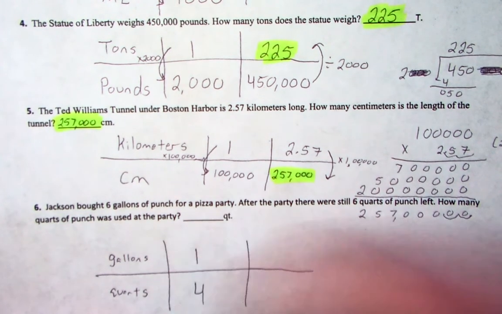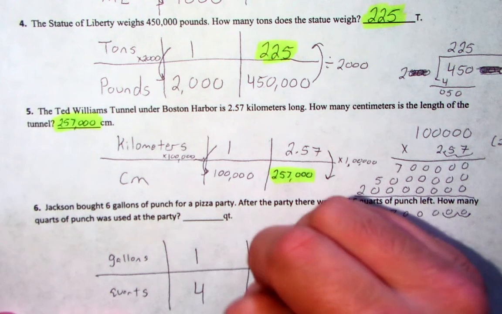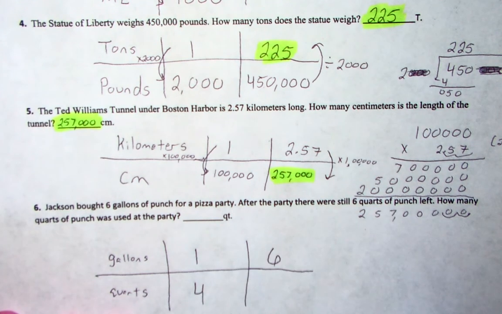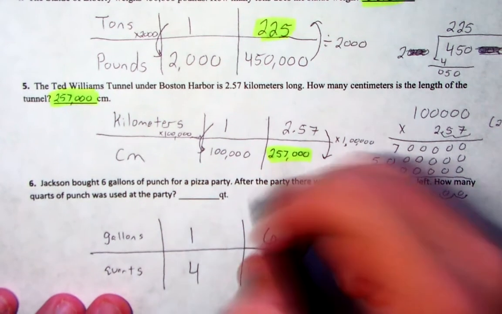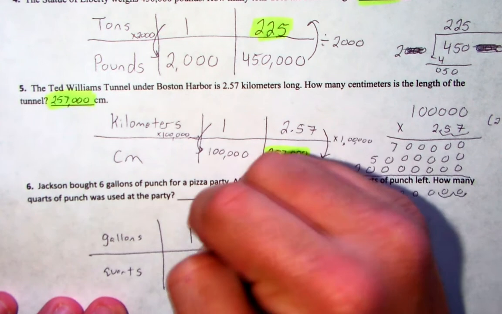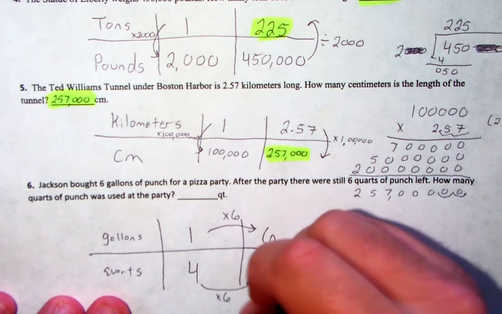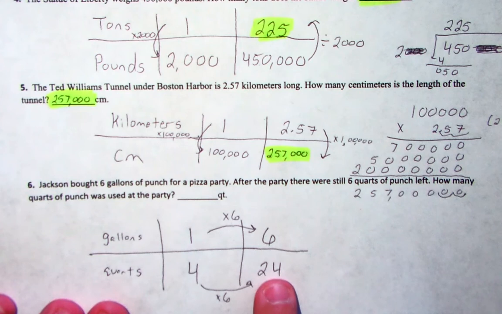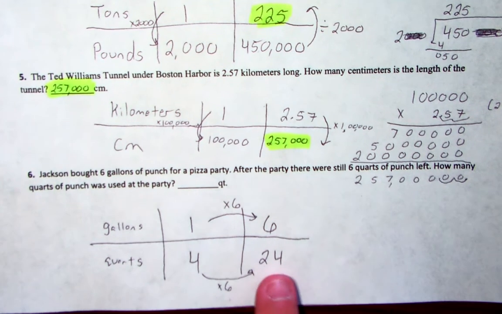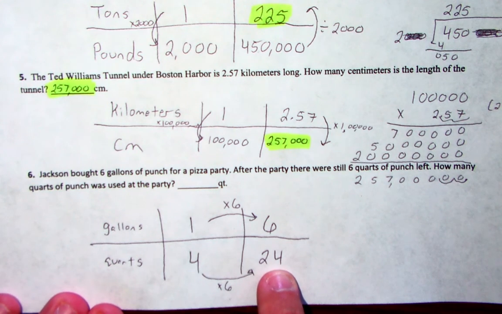Again, we just said 1 gallon is 4 quarts. But it says I use 6 gallons. Well, to get from 1 to 6, you have to multiply by 6. So 4 times 6 is 24. So there was 24 quarts at the party. If you tell me the answer is 24 quarts, you are wrong because you did not read the question.